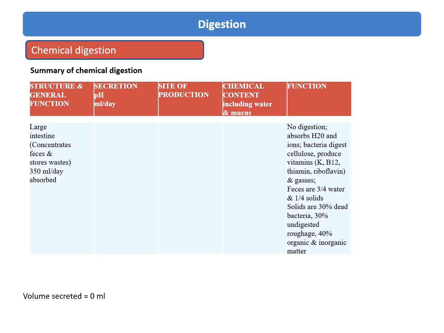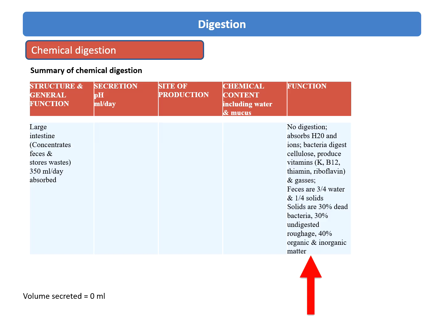And then there's the large intestine. The large intestine concentrates feces and stores wastes. About 350 milliliters a day of material is absorbed. Its functions are varied. There's no digestive function, but it does absorb water and ions. It contains bacteria that help digest cellulose. They also produce certain vitamins like K and B12, thiamine, and riboflavin. The bacteria also produce gases. That's the flatulence that's produced.